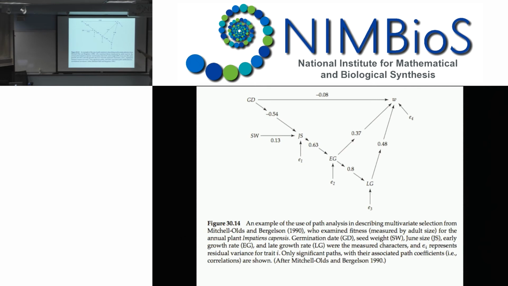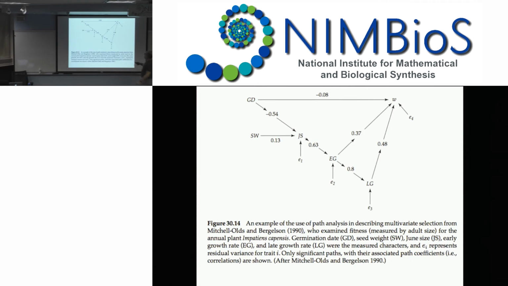You see that early growth and late growth both affect fitness. So now you can look at the different paths by which germination date affects fitness. Directly, indirectly through germ size, early growth, and then on to fitness. Indirectly through germ size, early growth, and how early growth affects late growth, and then on to fitness. So I've got direct paths, and I've got indirect paths. So the nice thing about a path analysis is it gives you a much deeper understanding of how selection may operate.